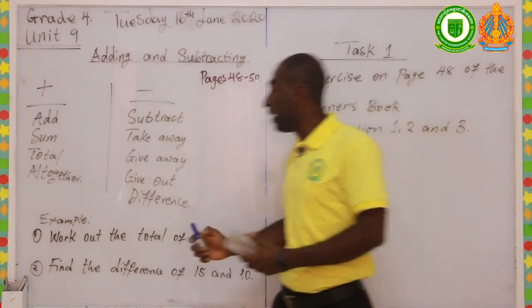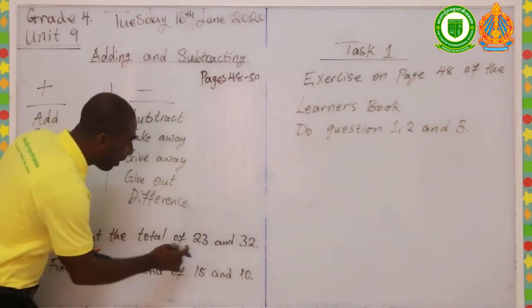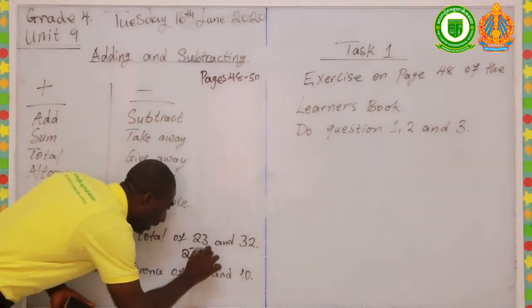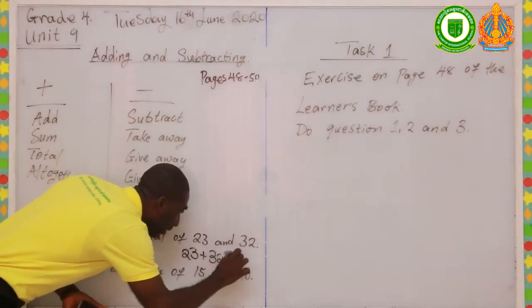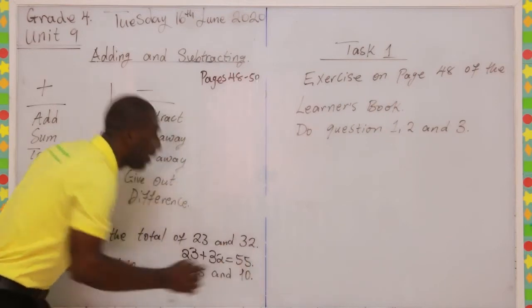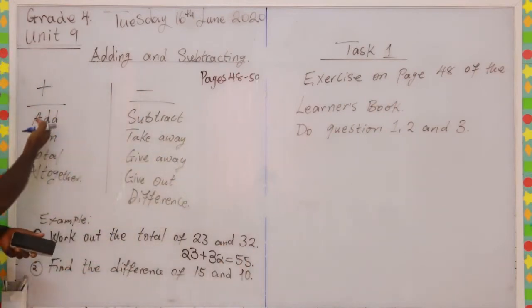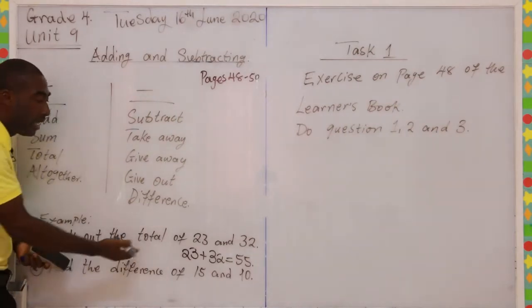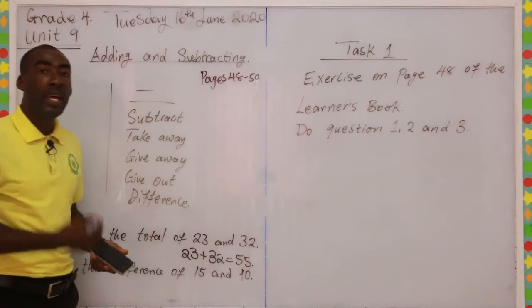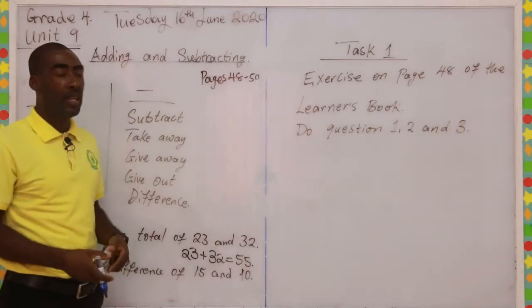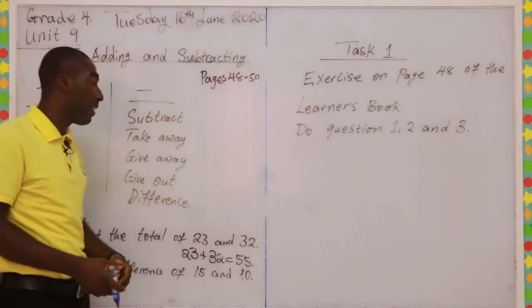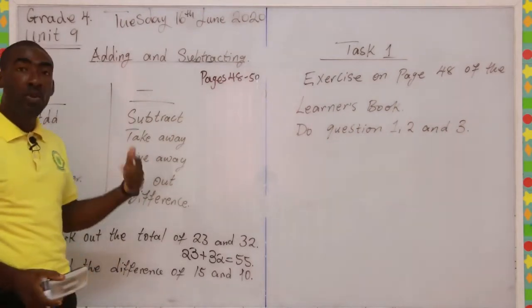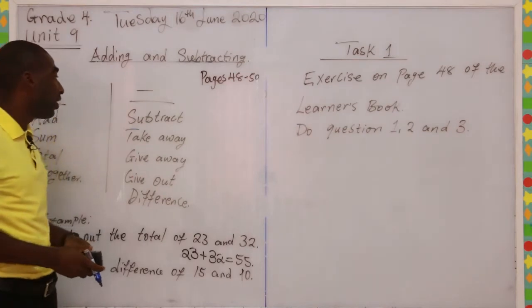Okay, so let's find the total. So the total of 23 and 32 becomes 23 plus 32, which is equal to 55. So we can put any of these words in this sentence and they all mean that we have to add them up together to get our 55. So you don't forget about these words, and then you will always find answers to your addition equation.